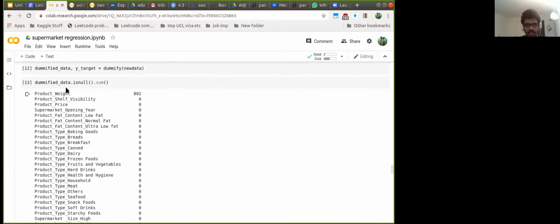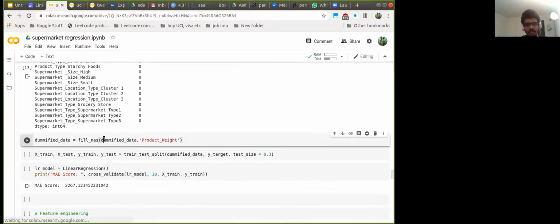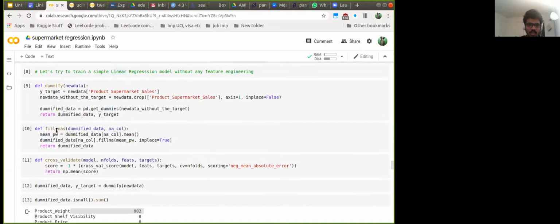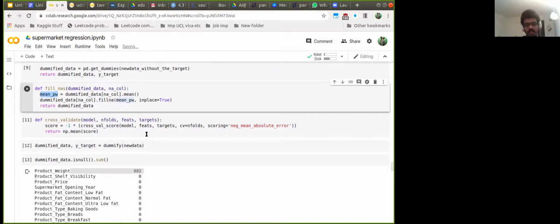Okay, so it has null values, as we could see earlier. The product weight has null values, so we'll fill up the nulls. This is one of the techniques to clean the data: filling up the null values with the mean, as you can see here. There are other techniques, like simply deleting the rows, or deleting a particular column. Anyways, moving on.